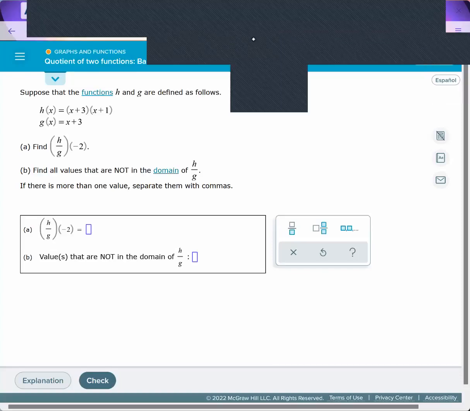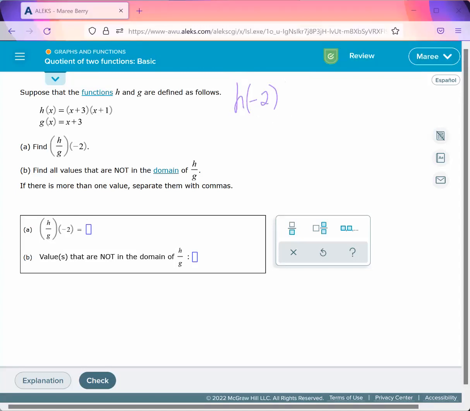Today we're going to talk about how to take the quotient of two functions. That's just dividing. So in the first one, it says the function h divided by the function g of -2. So what we want to do is find h of -2 first, and then we'll find g of -2, and we'll divide those two numbers.